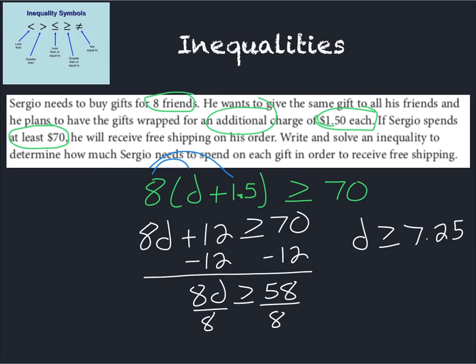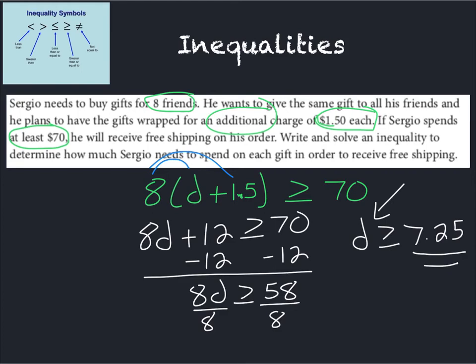So what does this mean? That means the cost of the gift, which I erased, but when we defined the variable, d represented the cost of the gift, must be at least $7.25 to receive free shipping. So it could be exactly $7.25. It could be $8. It could be $9, 20, 30. So as long as it's over $7.25.